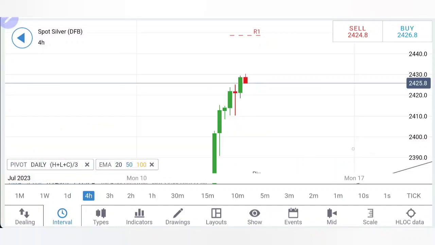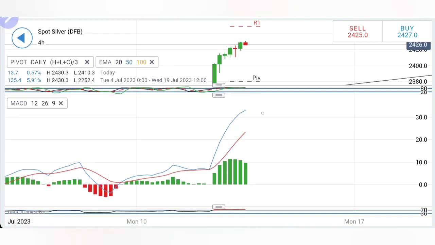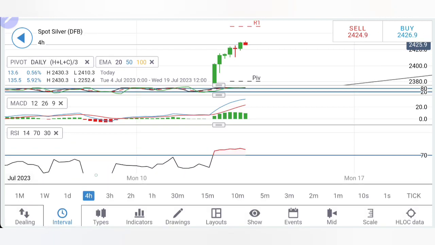And on the 4-hour, now look at the 4-hour chart. See, bottom here, then higher lows, and this candle could be another breakout candle. Just let it stay above 2430 levels. Stochastic overbought. MACD bullish. RSI overbought.